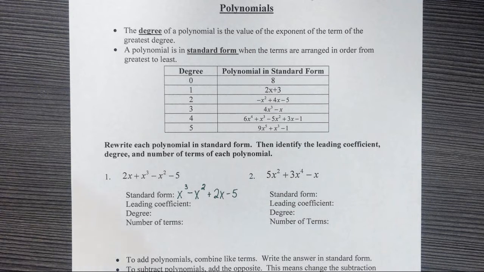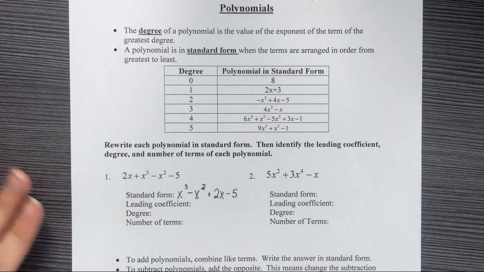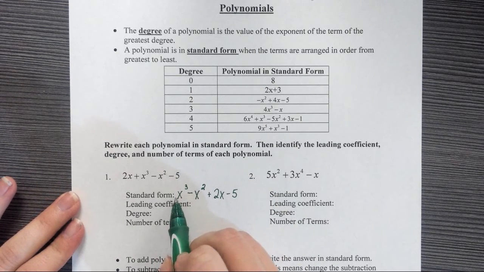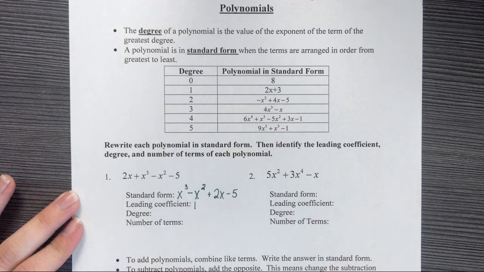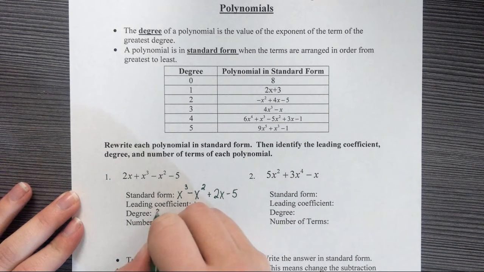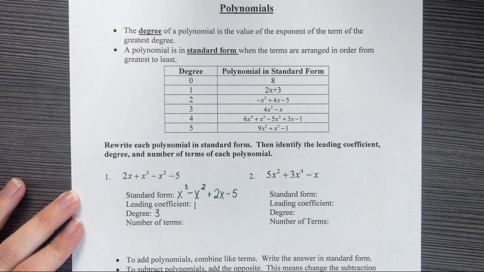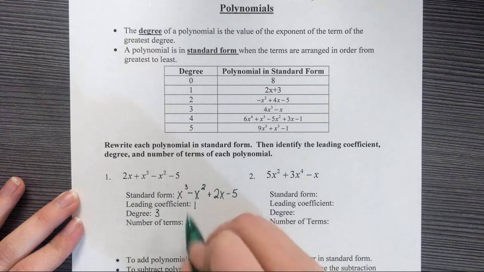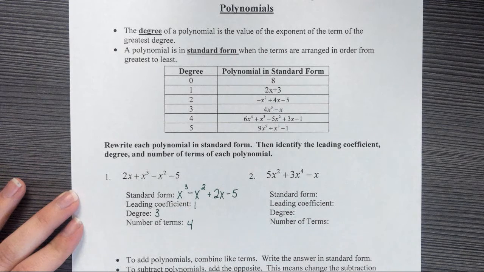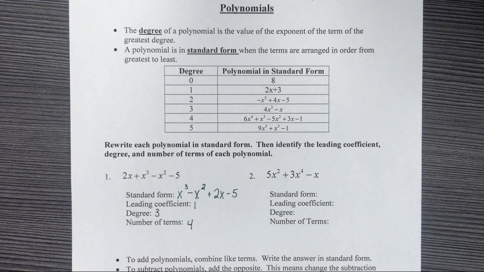So your leading coefficient is the number in front of the first term when it's in standard form. So our leading coefficient, we don't have a number here, so it's just 1. The degree is 3 because that's the largest exponent. And then the number of terms is, this would be a term, this would be a term, this is a term, and this is a term. So we have 4 terms in this. Okay, so then y'all can do number 2 on your own.